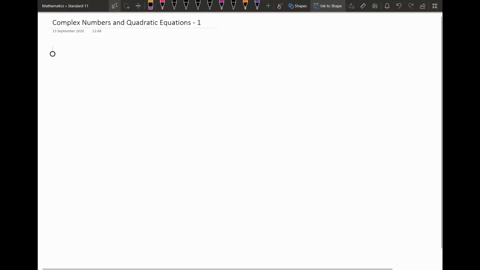In this lecture, we will discuss properties of complex numbers. First, we will define what a complex number is, its properties, and how to solve quadratic equations. So first, what is a complex number?